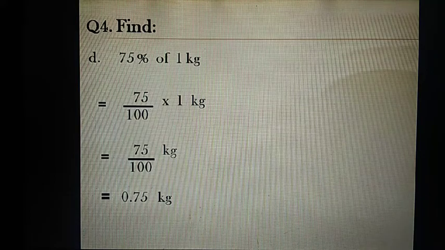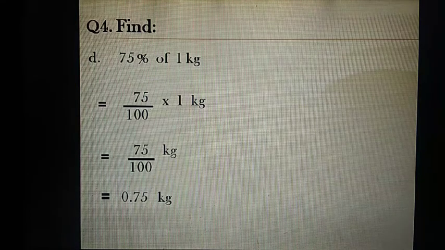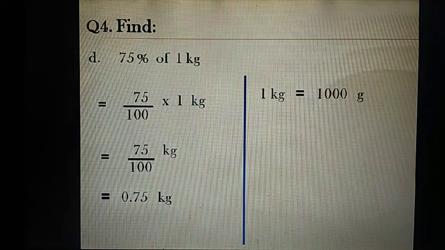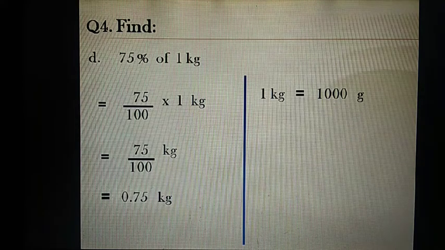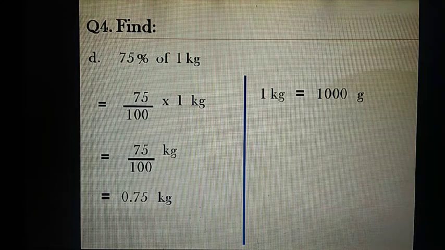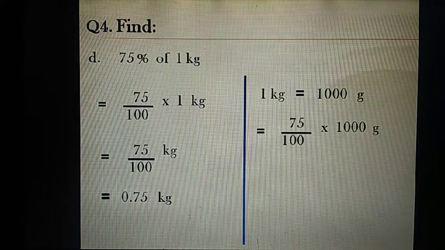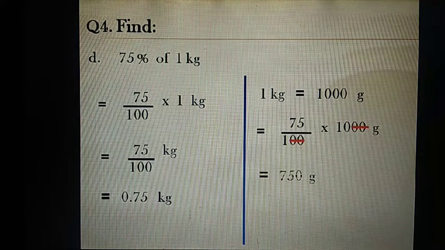Now let's suppose if you want the answer in gram. So in the very first line you can write 1 kg as 1000 gram, which means 75% of 1 kg can be written as 75 upon 100 into 1000 gram. Cancelling zeros, the final answer will be 750 gram.